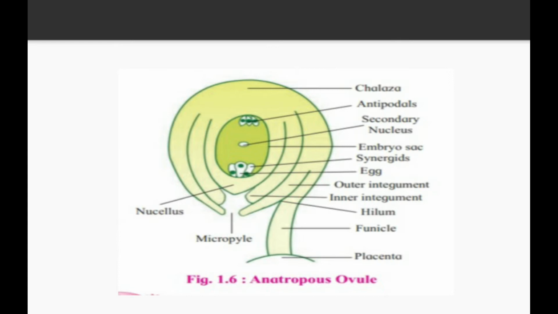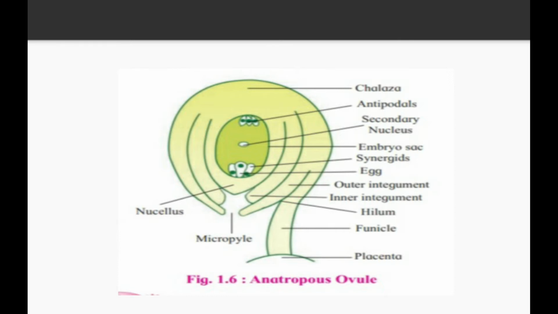After that, the nucleus which is present at the center is said to be the secondary nucleus. After that, there are two coverings present for the ovule. The outer covering is said to be the outer integument, and the inner covering is said to be the inner integument. After that, there is the hilum. That hilum is said to be the connection point of the micropylar end and our pollen tube.